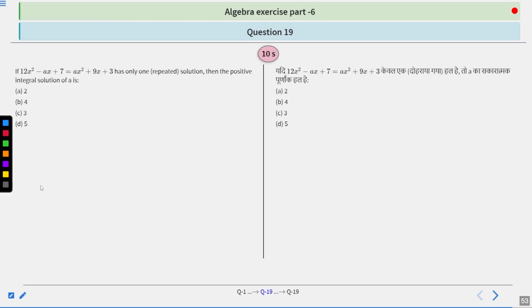Next, if 12x square minus ax plus 7 is equal to ax square plus 9x plus 3 has only one repeated solution, then the positive integral solution of a is option A 2, option B 4, option C 3, and option D 5. These are the options.